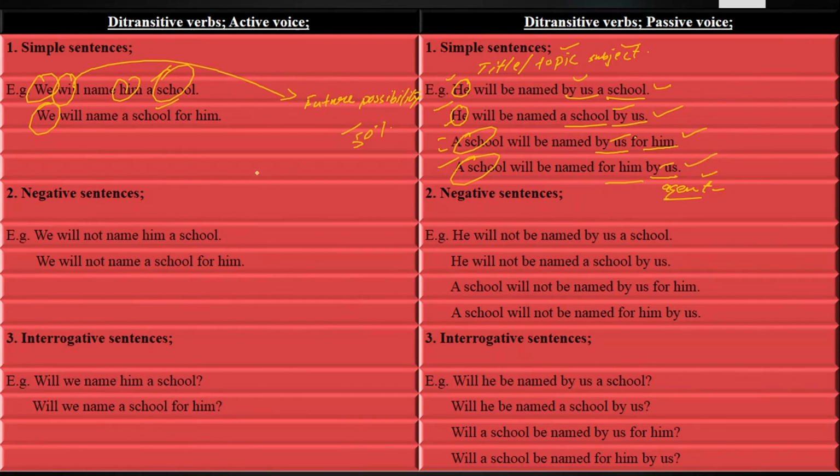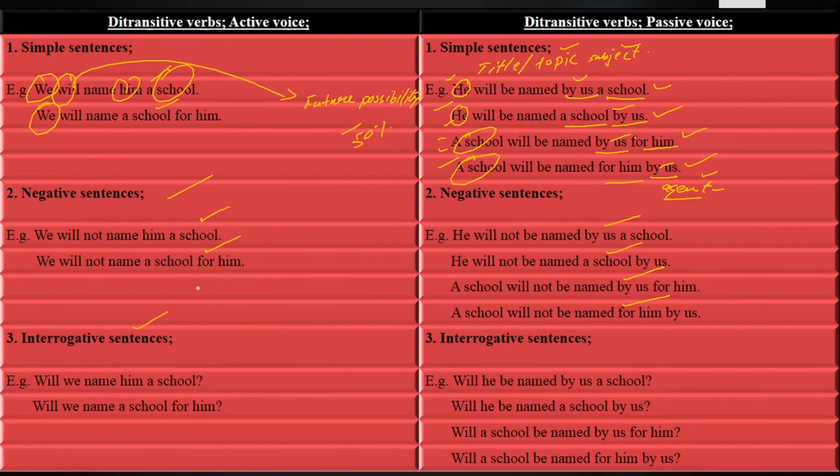Next we have the negative sentences, those sentences in which we deny this statement, reject this statement, and refuse this statement are called negative sentences. We will not name him a school. We will not name a school for him. He will not be named by us a school. He will not be named a school by us. A school will not be named by us for him. A school will not be named for him by us.